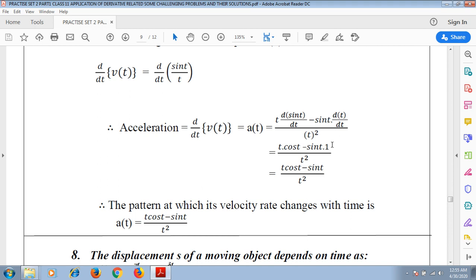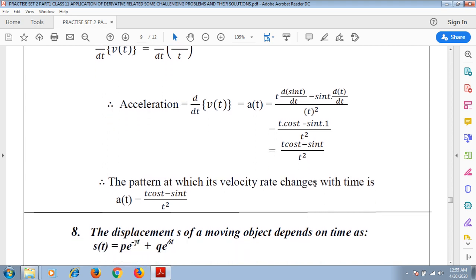So moving to the next step, we have t cos t minus sin t into 1 by t square, that is (t cos t minus sin t) by t square, which gives us the pattern at which its velocity changes with time, that is the acceleration pattern, the acceleration dependency on time. Let us move forward to the next question.